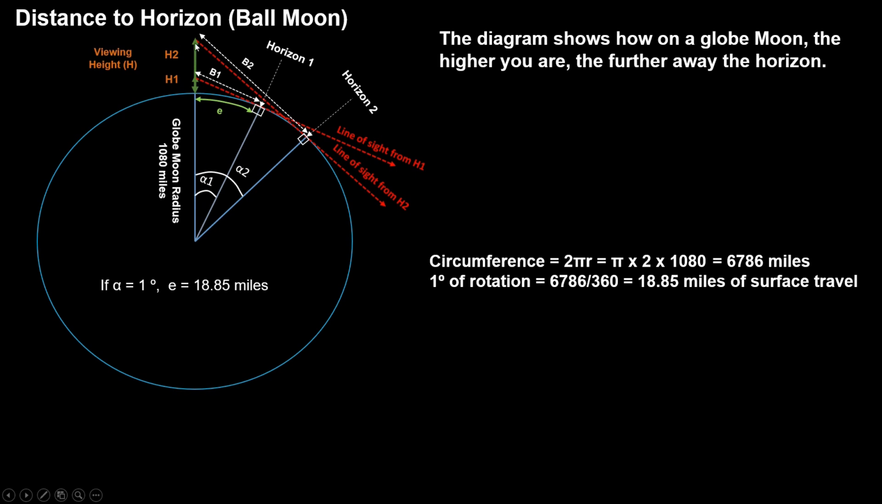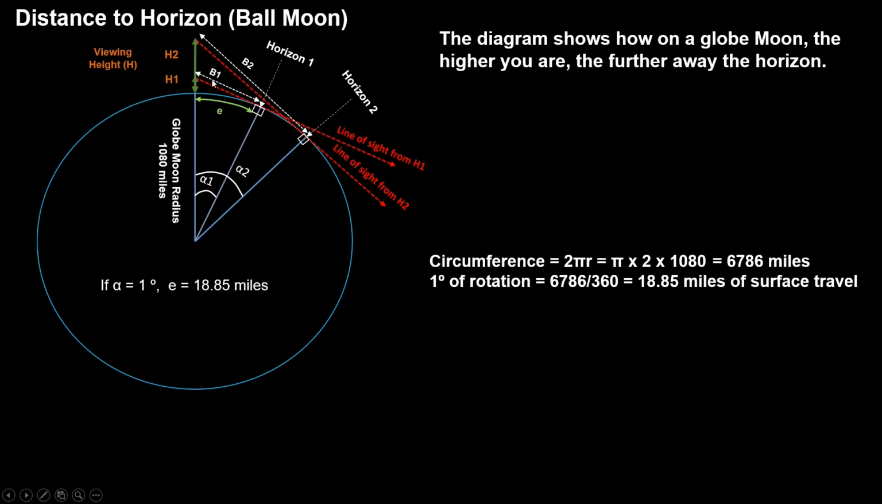Now if we go a bit higher, we can see further, and we get our horizon 2 further away, draw our radius there, and we've moved through a bigger angle. Now you can work out for how many degrees exactly how far you've travelled on the surface of the moon. And the circumference is 2 pi r, so I'll put our pi in, and our 2, and our 1080 for the moon radius, and that gives us 6786 miles. So 1 degree of rotation is 6786 divided by 360, which gives us 18.85 miles of surface travel. So we can work out basically what this arc is for any degree movement here.